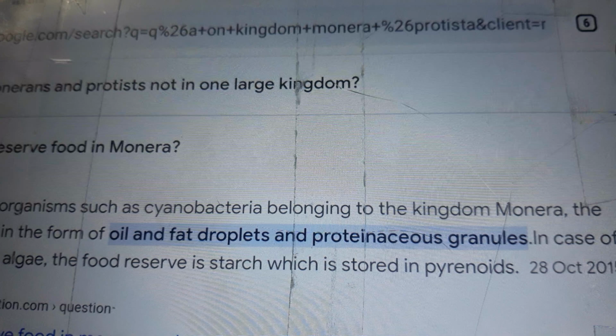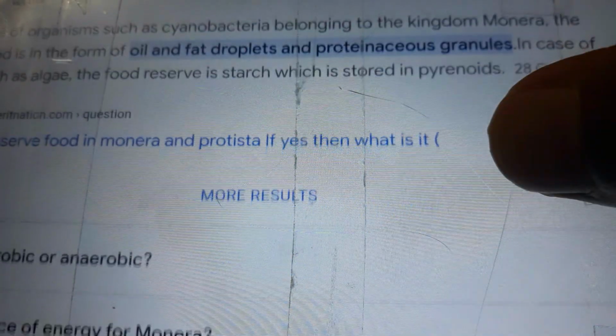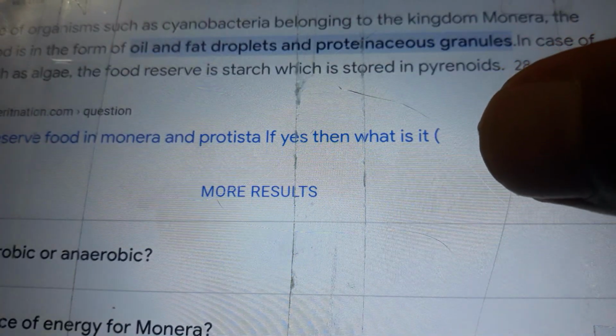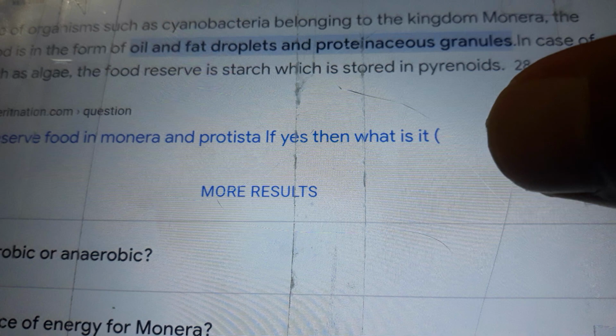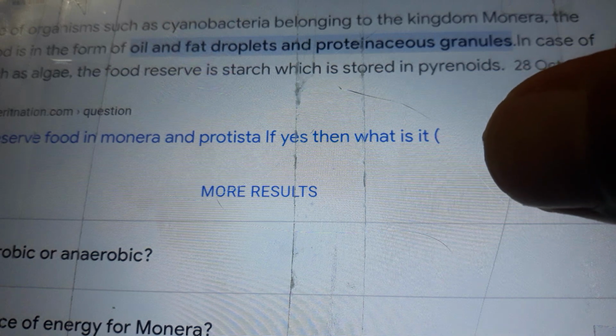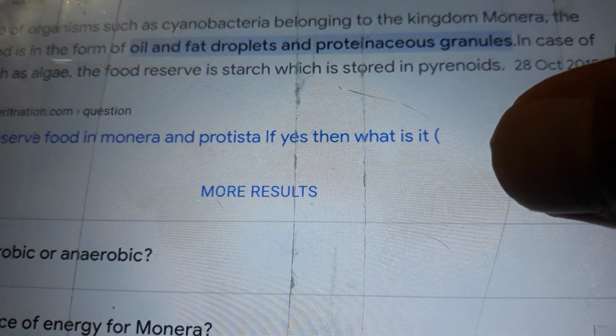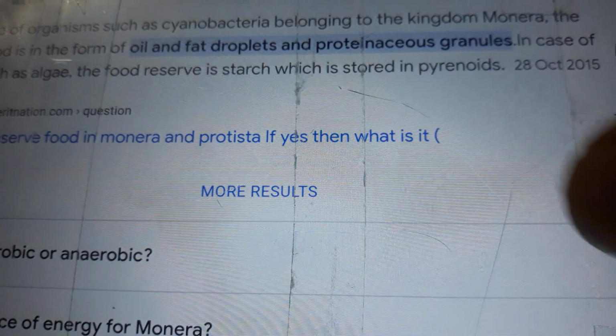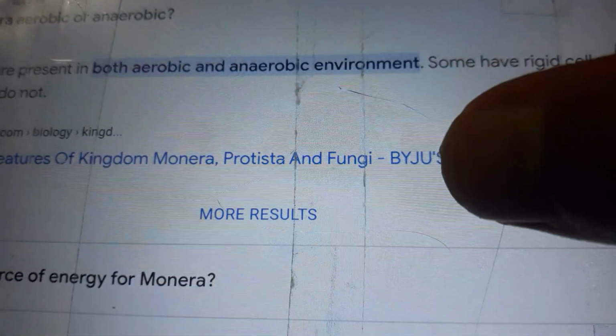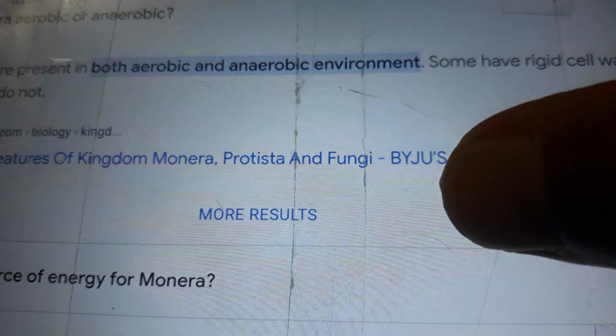What is the reserve food in Monera? In organisms such as cyanobacteria belonging to the kingdom Monera, the reserve food is in the form of oil and fat droplets and proteinaceous granules. In protists such as algae, the food reserve is starch, which is stored in pyrenoids. Monerans are present in both aerobic and anaerobic environments. Some have rigid cell walls, while some do not.